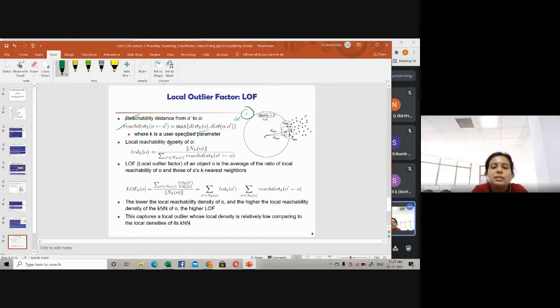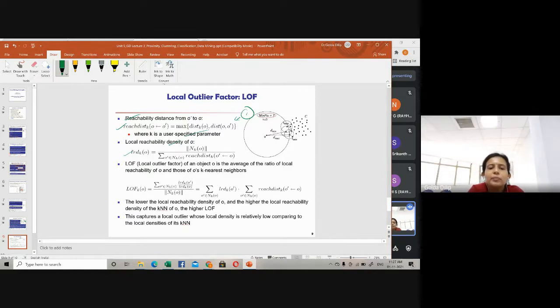Next is how to define the local reachability density of an object. That's what is mentioned here, and this is the equation for it. You just need to understand the concept. You don't have to worry about the formulas mentioned here. It's enough if you understand the concept.